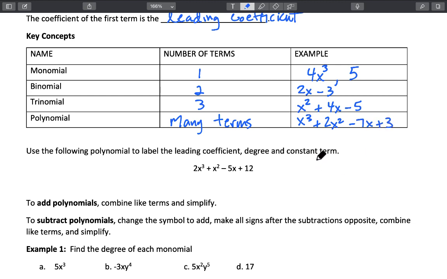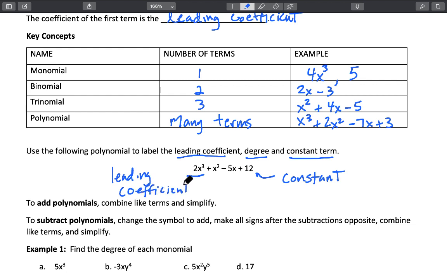All right, let's jump in and get some more terminology with this first example. Here we want to use a polynomial and label the leading coefficient, the degree, and the constant term. As you can see, this is already written in standard form because it goes from the highest degree down to the lowest degree. This constant term right here at the back has a degree of 0, and that's why this is our constant term. Another thing to look at is this first term. This first term is going to have our leading coefficient, and that leading coefficient is simply the number that's in front of the term with the highest degree.